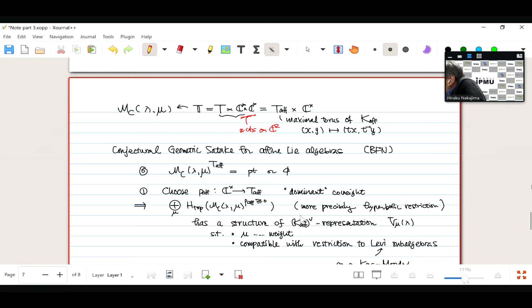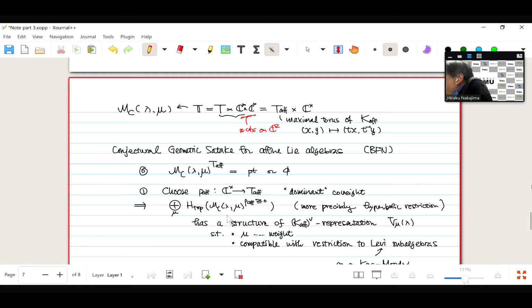So the representation is realized using the Coulomb branch as follows. Again, we choose one parameter subgroup, like in the case of stable envelope. But now we take a co-character in T of affine, not T, in the larger T. And we take a sum. So this has a Weyl chamber of the affine Kac-Moody group, and we choose some dominant one.